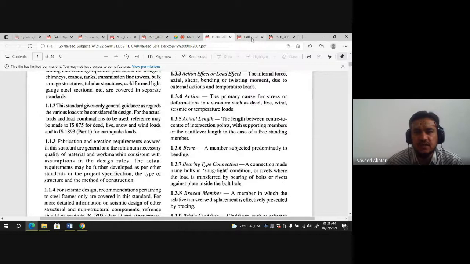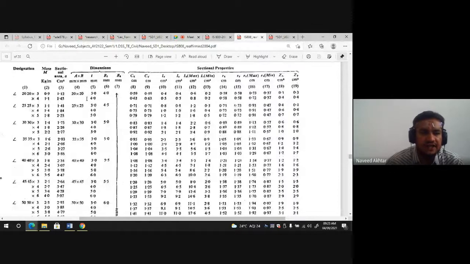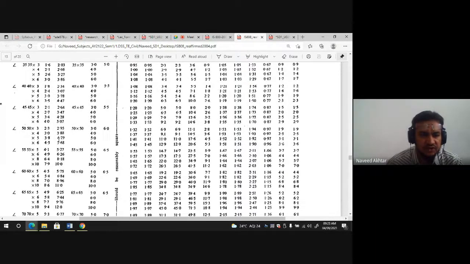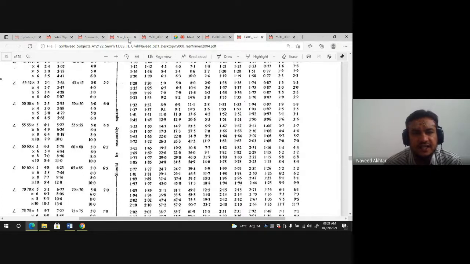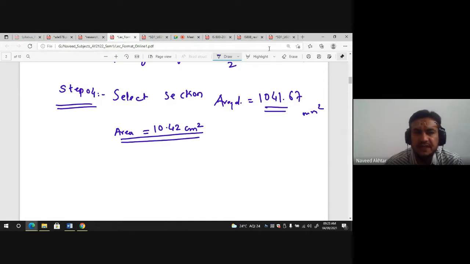Okay. तो IS 808 में इक्वल एंगल सेक्शन अगर हम सेलेक्ट करते हैं तो we'll see here the area. So here you can see the designation of angle section, mass kg per meter is second column, third column is the cross section area. So this cross section area you have to compare, you have to see. So in our case, this area required is 1041 mm². If you will convert in centimeter square, this area is given here in centimeter square. So 10.42 centimeter square is the area required. We will compare this with this.